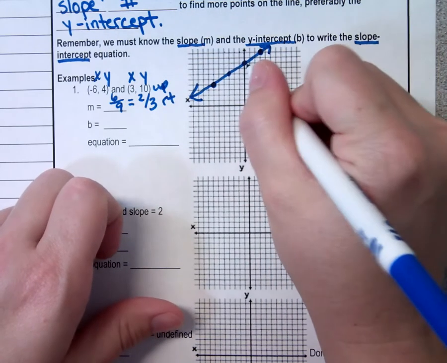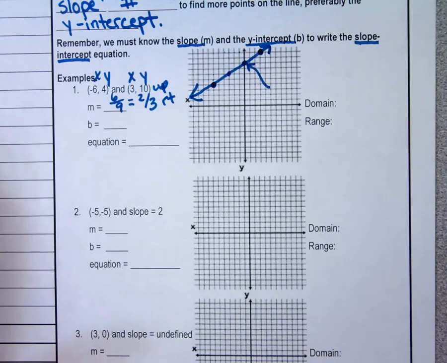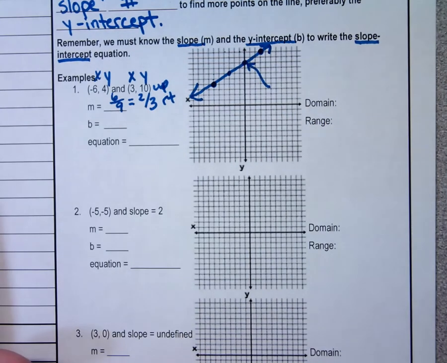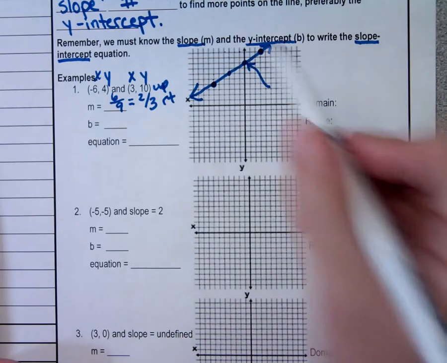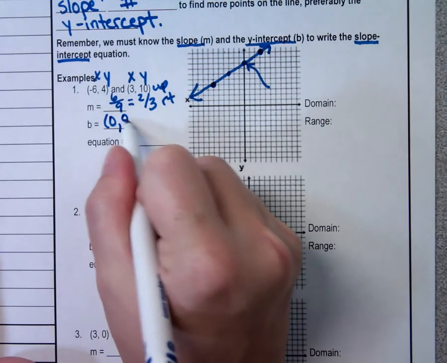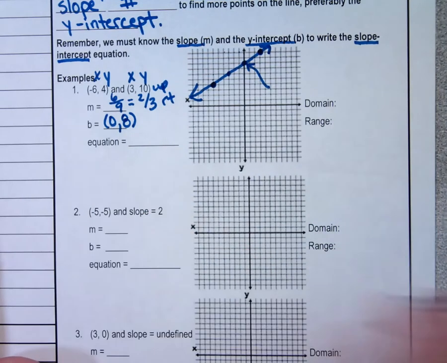Okay, now I can draw a little bit more precise line, but the great thing about my line is now I don't have to eyeball where the y-intercept is. I see it exactly where it is. So where does it cross our y-axis? Can you count that? It crosses the y-axis at 8, at the point 0, 8. Remember, y-intercepts always have an x-coordinate of 0.